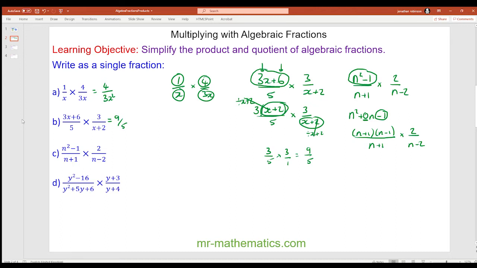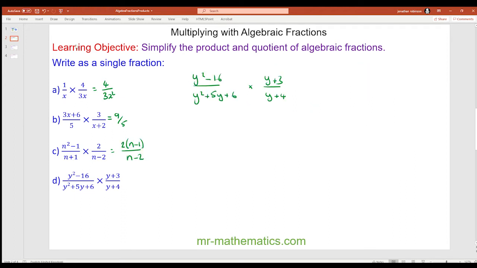We can't cross simplify, but what we can do is simplify this fraction by dividing both by n plus 1. So these will cancel, so we're left with n minus 1 over 1 multiplied by 2 over n minus 2. So we have the numerator, which is 2 lots of n minus 1 over the denominator n minus 2. So do you want to try question D by pausing the video and then unpause it when you're ready?